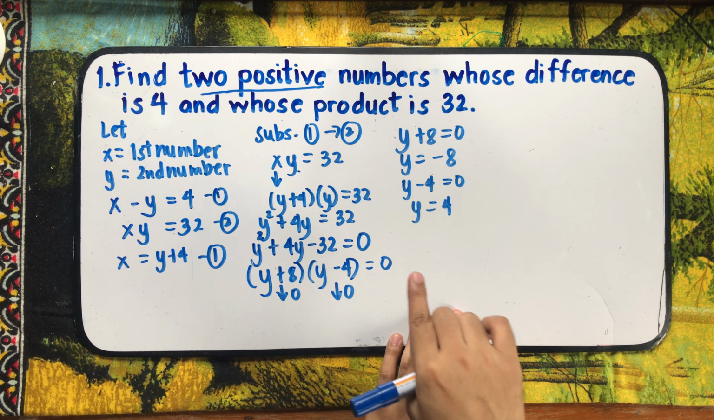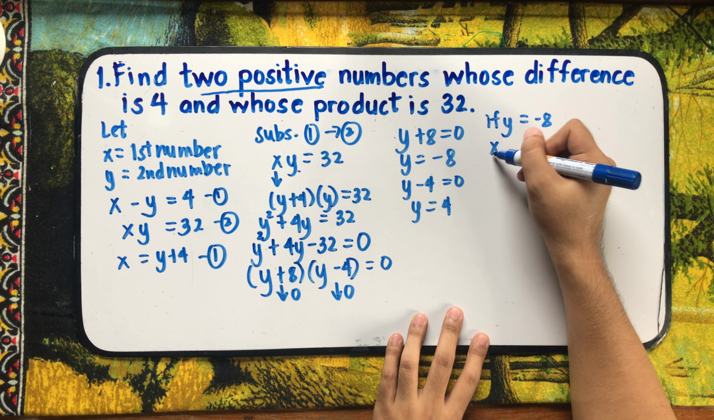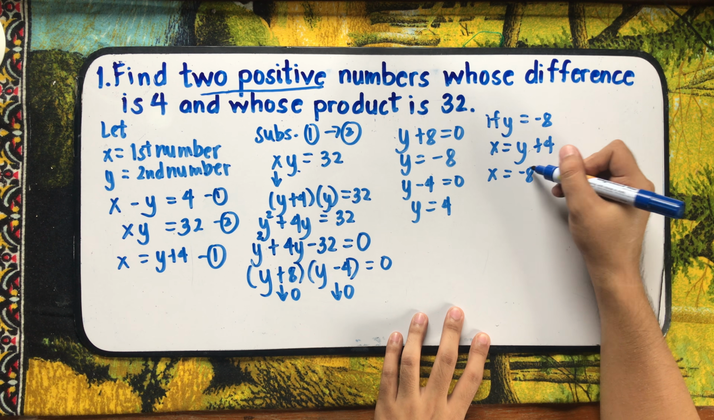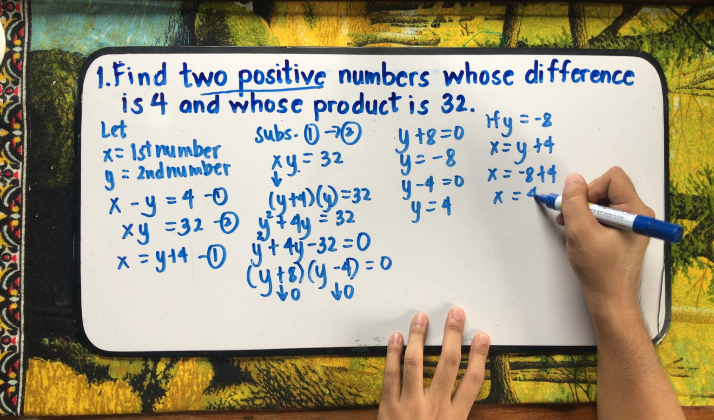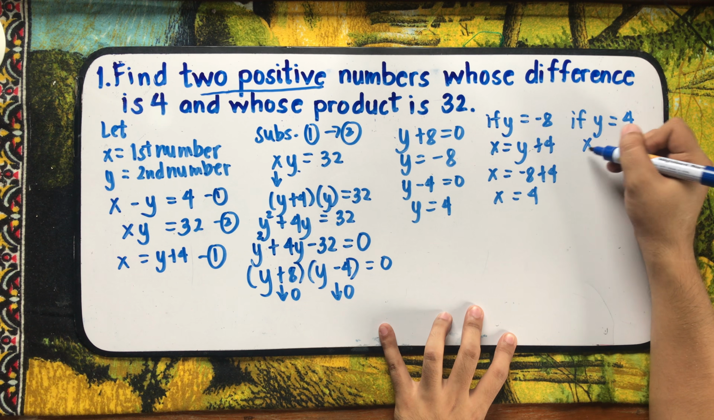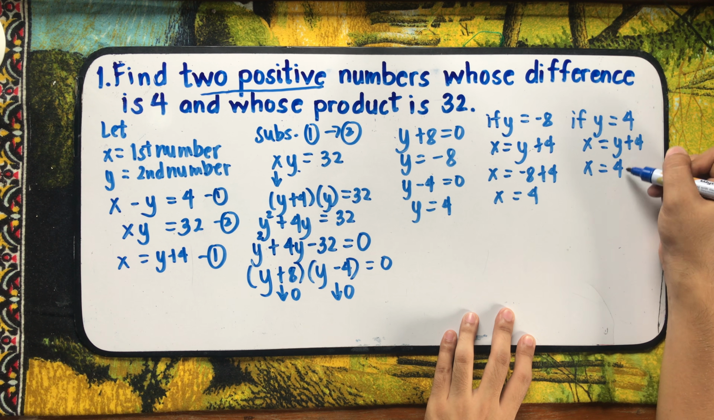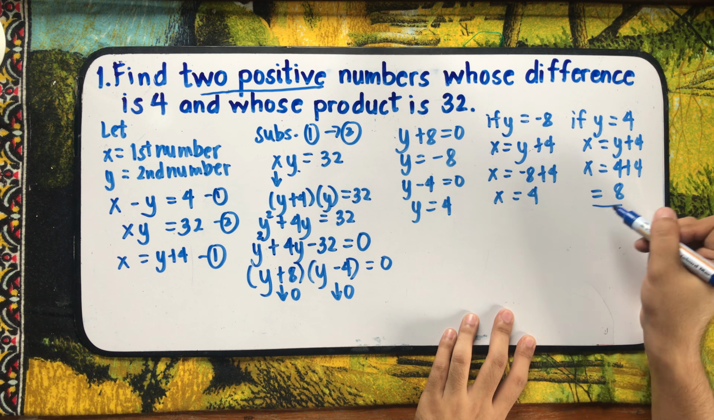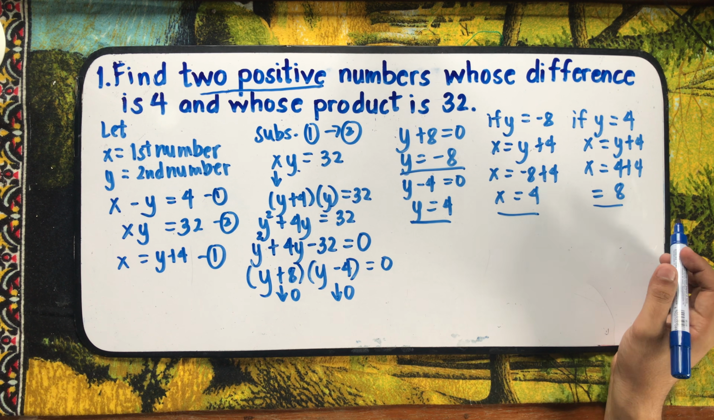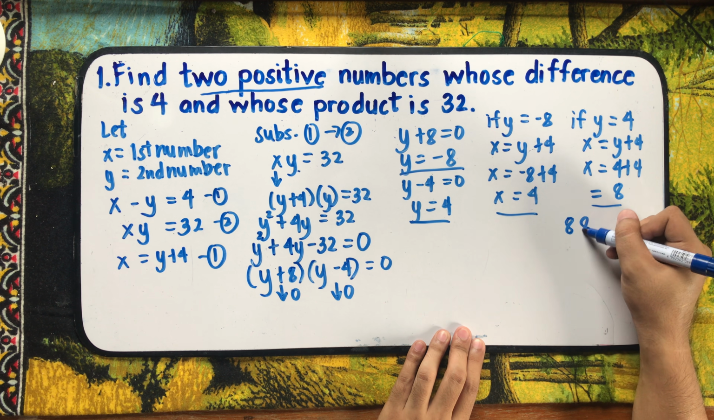Okay, so we're now looking for the value of x. If y is equal to negative 8, the value of x would be y plus 4. So x is negative 8 plus 4. Therefore, x is equal to negative 4. What if y is equal to positive 4? Then x is equal to y plus 4, which is 4 plus 4, equal to 8. So we now have the values negative 8, negative 4, 4, and 8. But it states here that we need two positive numbers. Therefore, those two positive numbers would be 8 and 4.